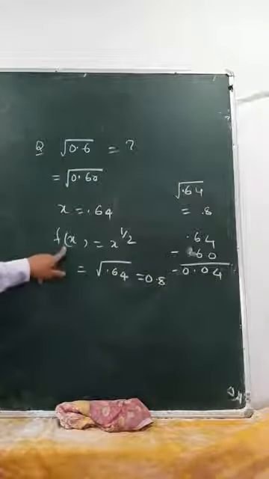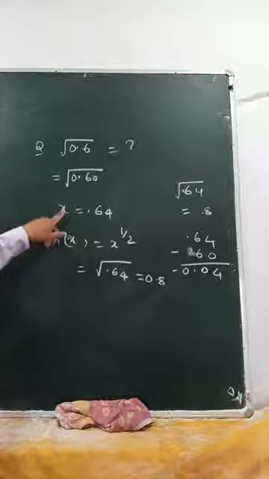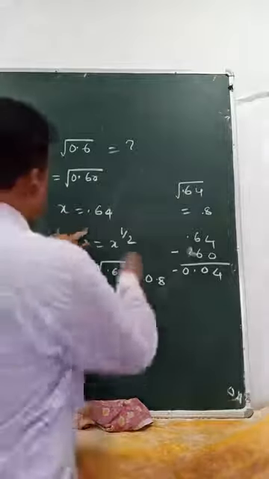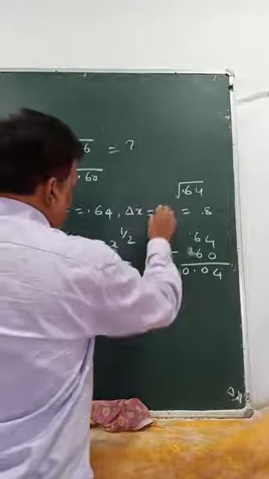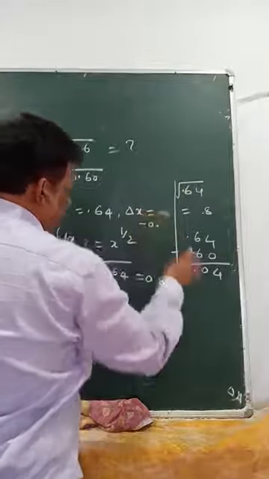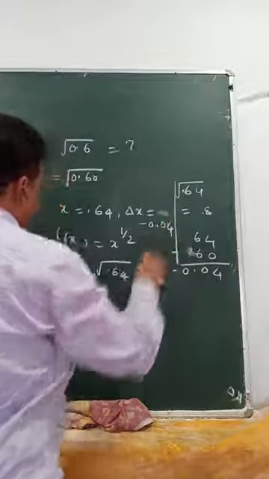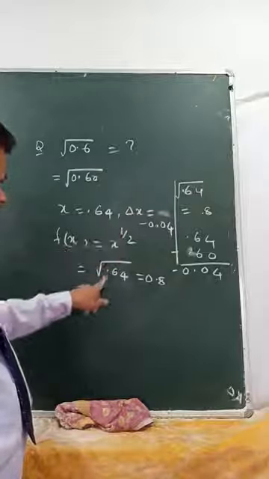Okay. Now let's find what are the three parts. You need f(x), you need delta x. So delta x I have put right here. Delta x is minus 0.04. I got x, I got delta x. Now f(x) is this, whose square root is this.